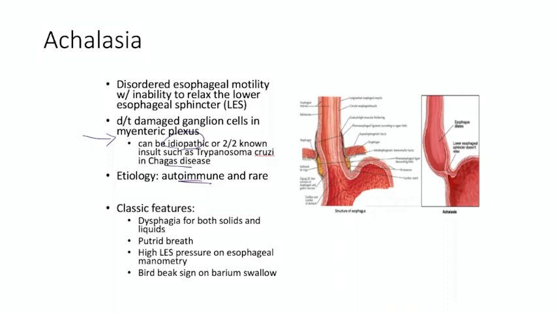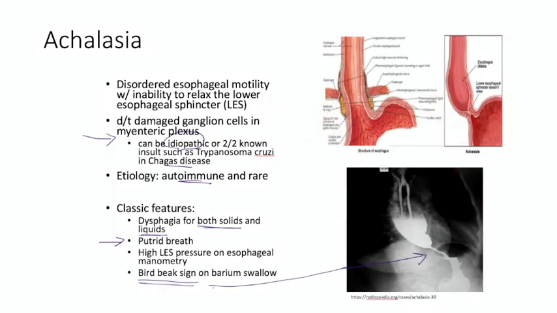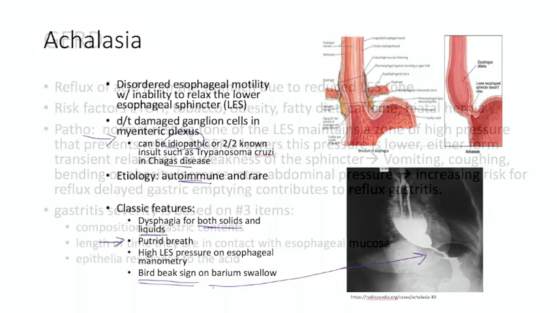So classic features of this would include dysphagia for both solids and liquids. You could have a putrid breath, and we mean putrid. This would lead to the bird beak sign on a barium swallow. So what this is, is significant dilation of the esophagus with a smooth distal narrowing and tapering, which is that bird beak sign and is classic characteristic for achalasia.